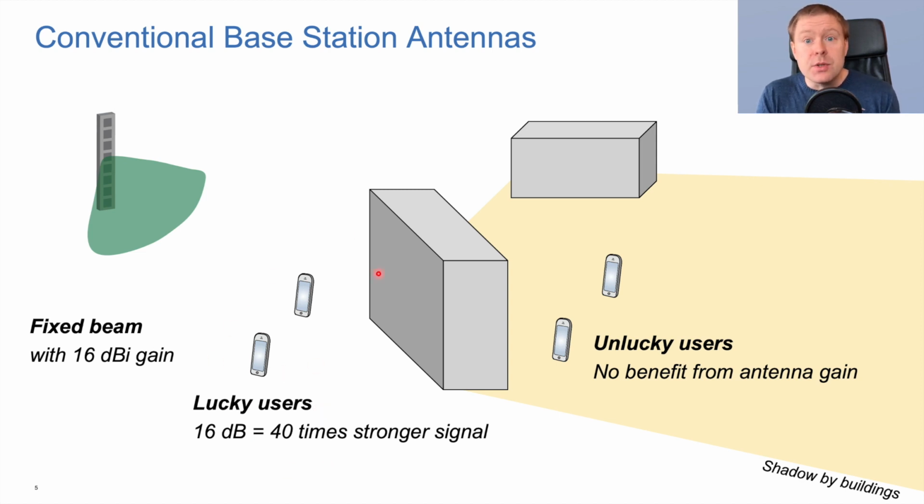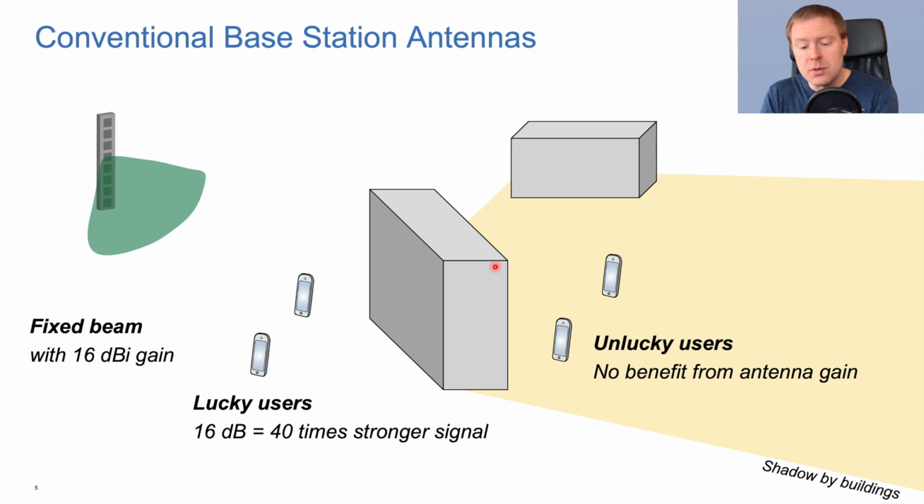And if you're a lucky user standing there in the center of the cell area, then you get that 40 times stronger signal, which can make a lot of difference in terms of what data rate we can deliver to the user. The problem is that it's still the same transmit power that is radiated, so it just spreads out unequally in space, and it does it in a predetermined manner.